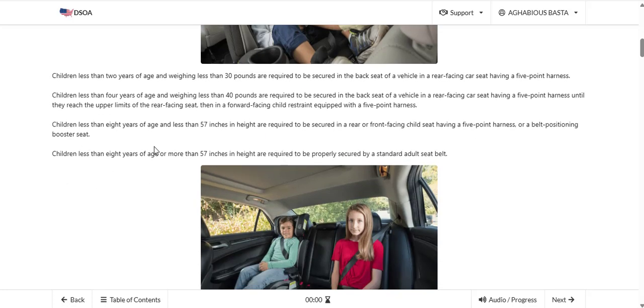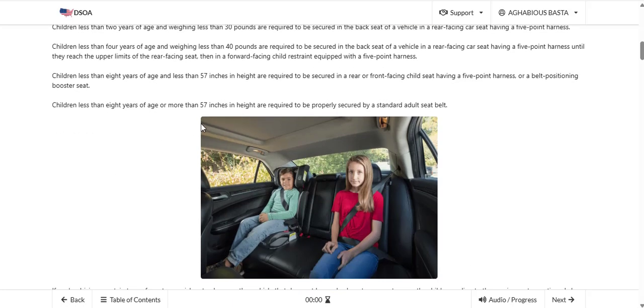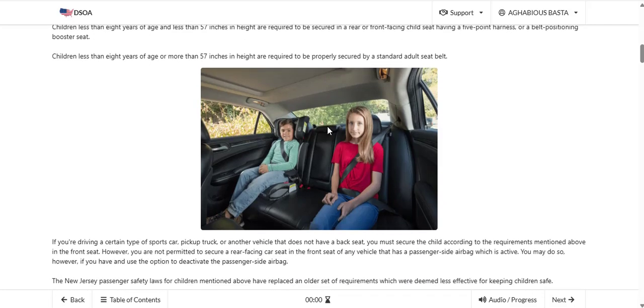Children less than 8 years of age and less than 57 inches in height are required to be secured in a rear or front-facing child seat having a 5-point harness, or a belt positioning booster seat. Children less than 8 years of age or more than 57 inches in height are required to be properly secured by a standard adult seat belt.